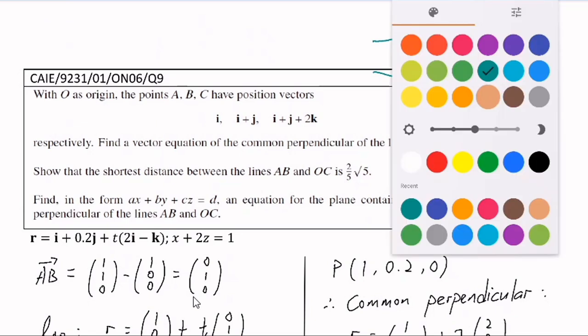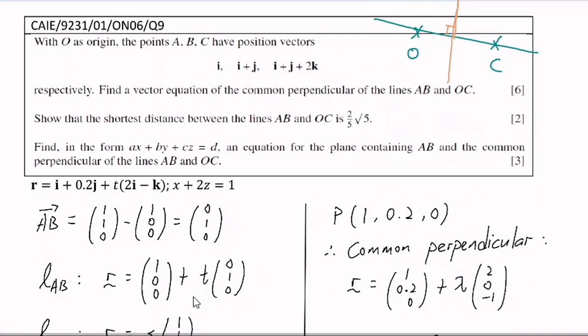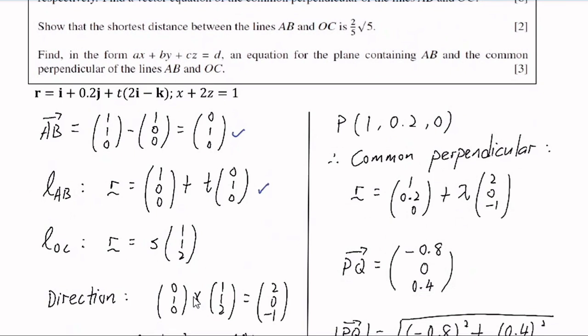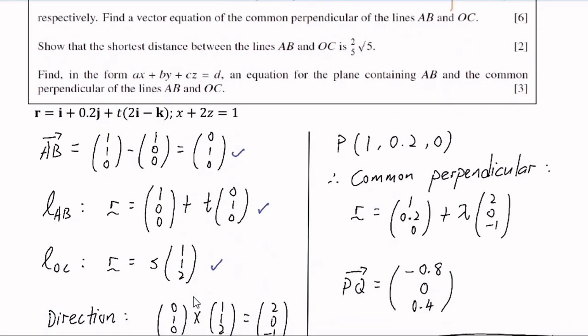So the common perpendicular here is, we need to have this line here, which we want to find the equation of. So it's perpendicular to the AB and OC at the same time. Okay, so we need to find the direction of this line first. So for AB, we can use OB minus OA, that we can find the line AB. And for the OC, the direction is just the C itself. Okay, the direction of the line OC is the OC itself.